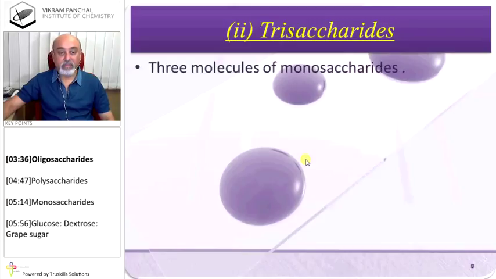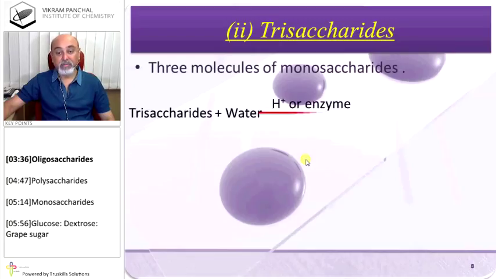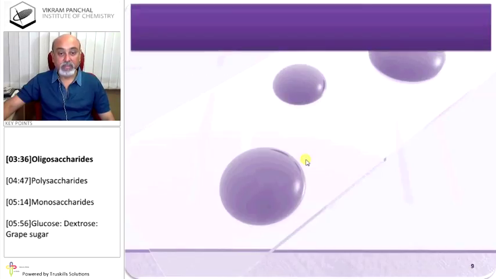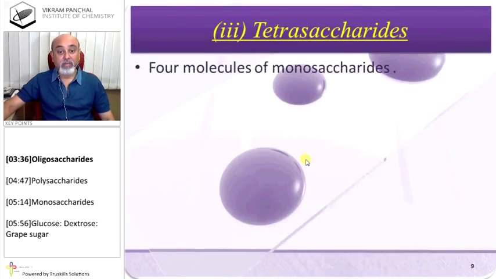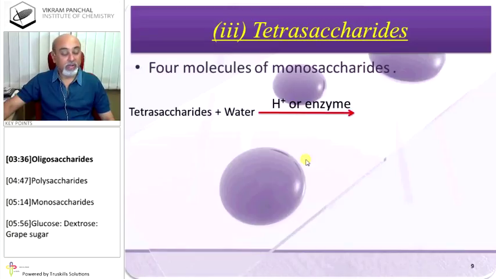Trisaccharides. 3 molecules of monosaccharides combine and form trisaccharides. They also can be hydrolyzed in the presence of H+ or enzyme, and we get 3 molecules of monosaccharides. Tetrasaccharides. 4 molecules of monosaccharides combine and form tetrasaccharides. Tetrasaccharides are hydrolyzed with enzyme or an acid, and they give 4 molecules of monosaccharide. Stachyose is one of the tetrasaccharides.